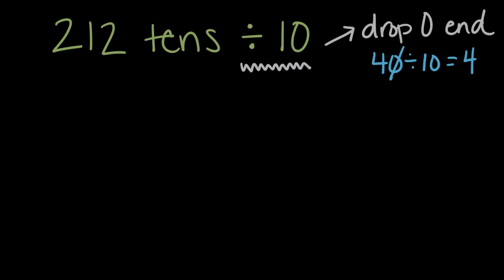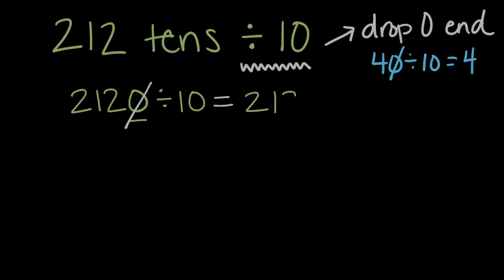Let's use that over here. We have 212 tens. So 212 times 10. That's how we got the 0 there. And we divide that by 10. We can use this first pattern we thought of and just drop the 0 on the end. Let's drop that 0, and our answer will be 212.